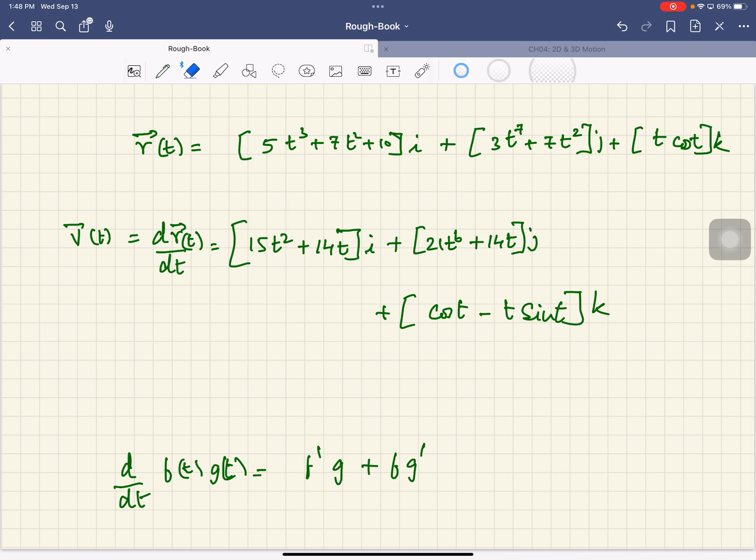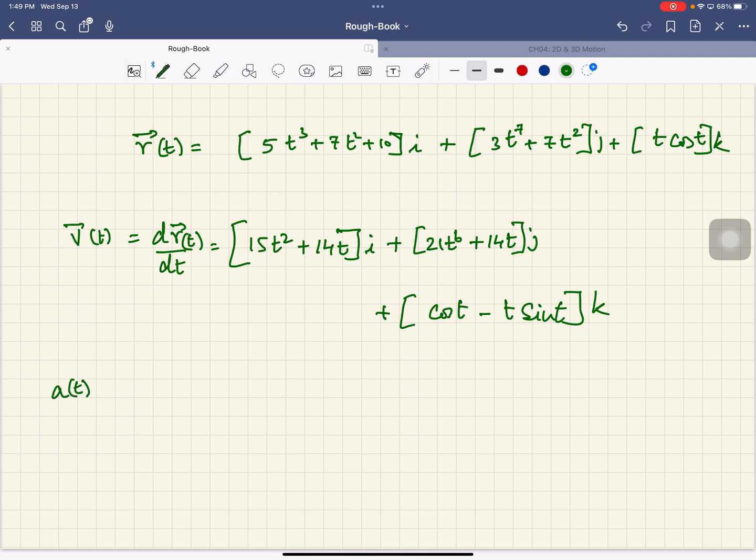That's cosine t. Is that cotangent? Is that not cotangent? Cosine. It's even worse. All right. So the acceleration as a function of time is dv by dt.